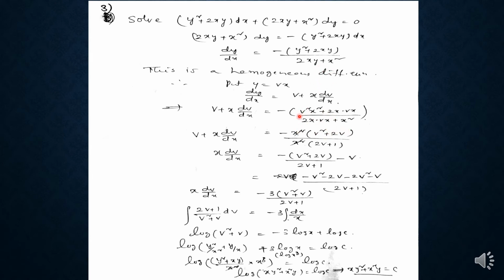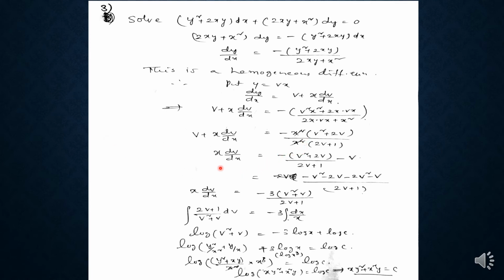So this is minus of v square x square plus 2v into x square. Here we can take x square as common, by 2x into vx means 2vx square plus x square. In the denominator also we can take x square as common. So this becomes minus x square into v square plus 2v divided by, here also by taking x square as common, x square into 2v plus 1. So here v plus x dv by dx is equal to minus of v square plus 2v by 2v plus 1. Now this can be written as x dv by dx is equal to minus of v square plus 2v by 2v plus 1.